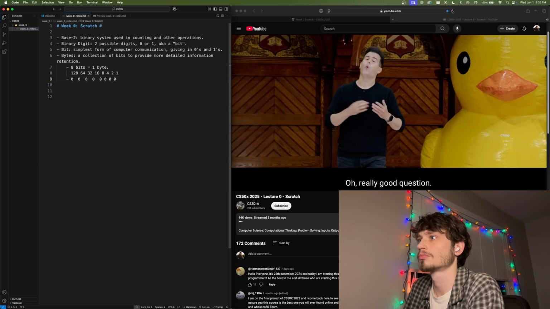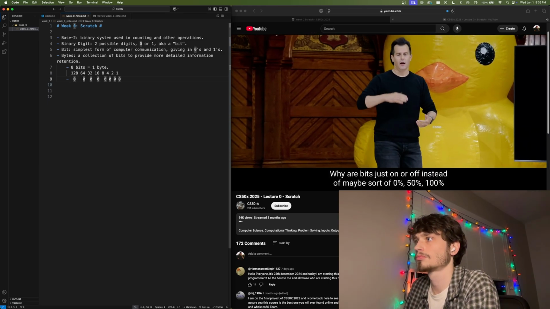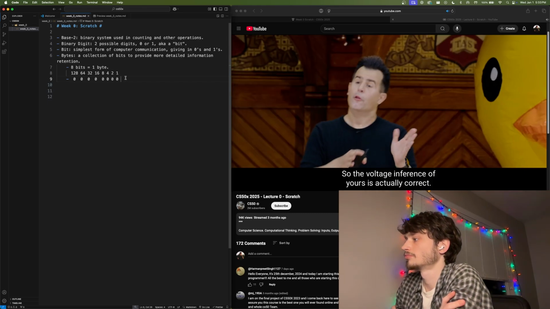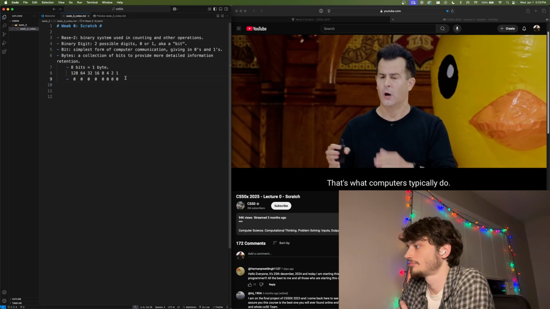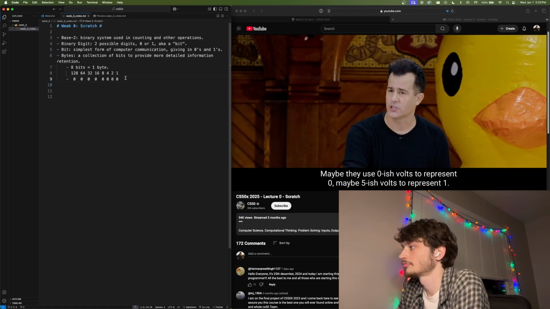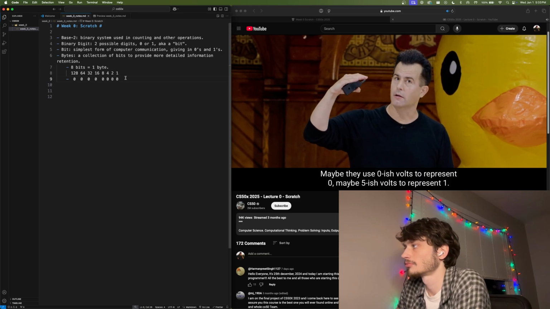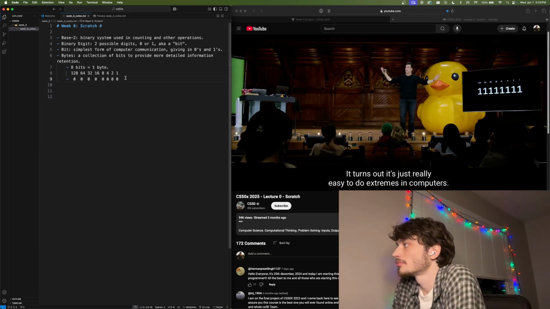A really good question. Why are bits just on or off instead of maybe sort of 0%, 50%, 100% by playing with voltages? So the voltage inference of yours is actually correct. That's what computers typically do. Maybe they use 0-ish volts to represent 0, maybe 5-ish volts to represent 1. It turns out it's just really easy to do extremes in computers.